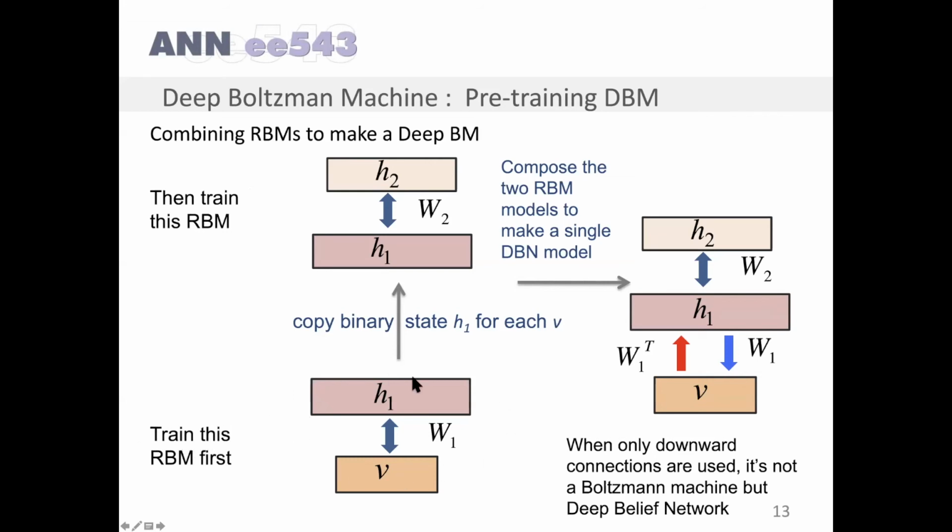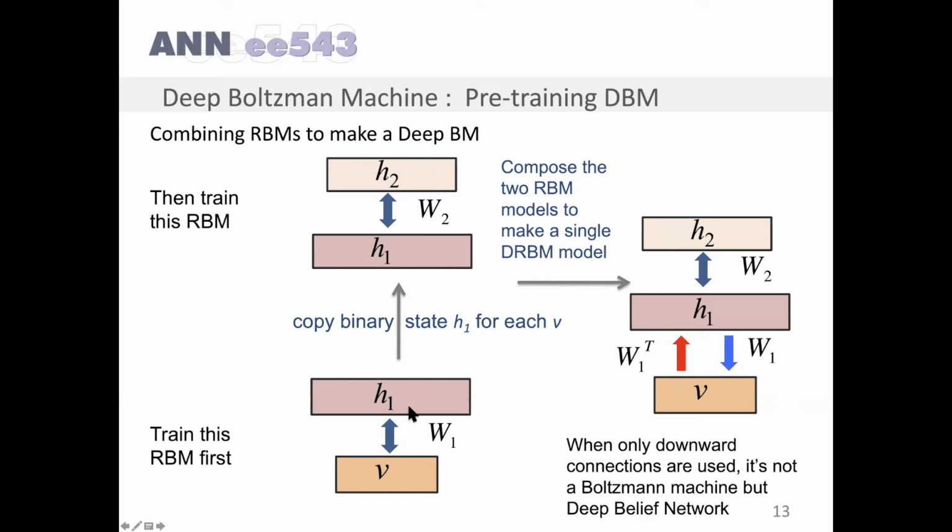First, train a restricted Boltzmann machine by applying the patterns on the visible units. After this network is trained, apply a pattern, obtain outputs at the hidden layer, and copy this binary state H1 for each state on the visible unit. Then train another restricted Boltzmann machine. Here we have the values transferred from the hidden layer, and we use this layer as if it were the visible unit and the other layer as the hidden layer.